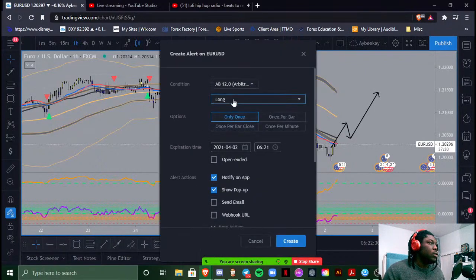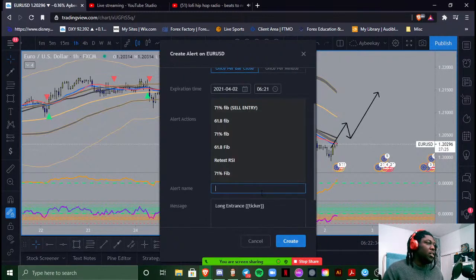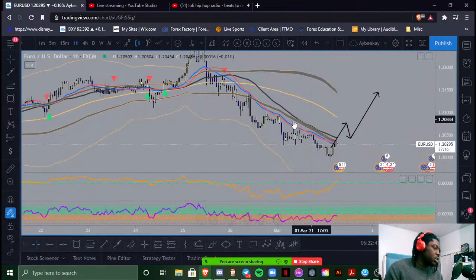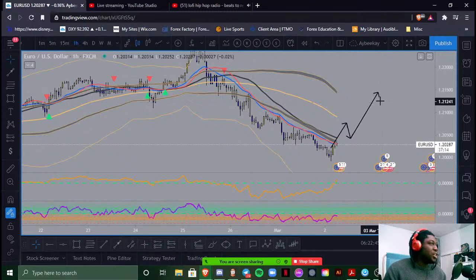EURUSD long, once per bar close, and then I'll say RB 1 hour entry for buy. Then I'll create it, continue anyways. All right, and that is for EURUSD.